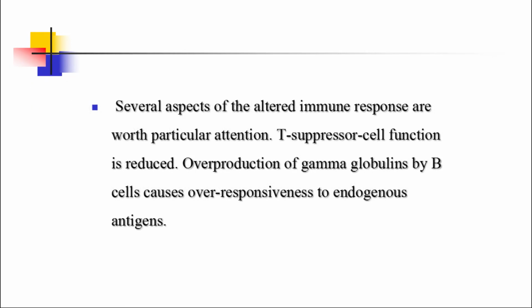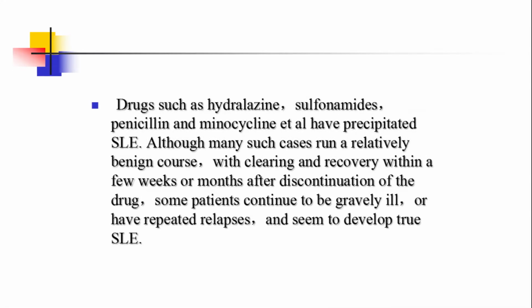Several aspects of the altered immune response are worth particular attention. The T suppressor cell function is reduced. Overproduction of gamma globulins by B cells causes overresponsiveness to endogenous antigens. Drugs such as hydralazine, sulfonamides, penicillin and minocycline, et al., have precipitated systemic lupus erythematosus.